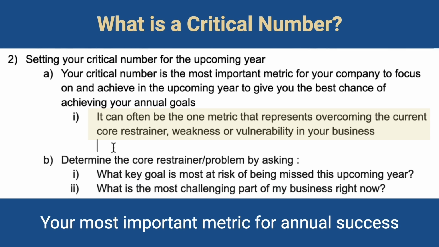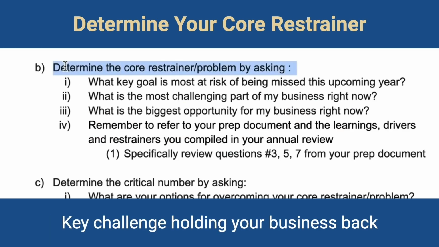So to help you determine this number, I have some steps you can take here. So the first step is to actually determine what is the core restrainer or problem in your business right now. And you can do that by asking yourself questions like, what key goal is most at risk of being missed this upcoming year? What is the most challenging part of my business right now? What is the biggest opportunity for my business right now?